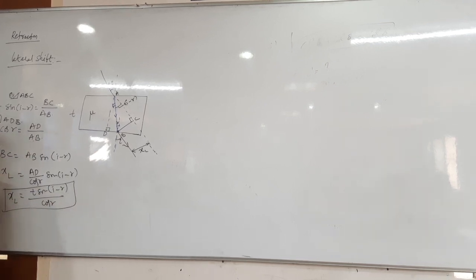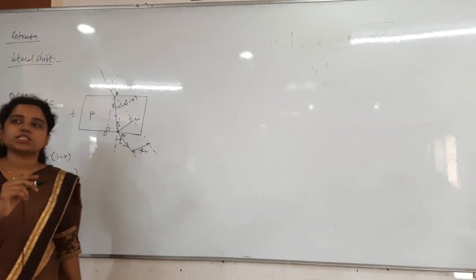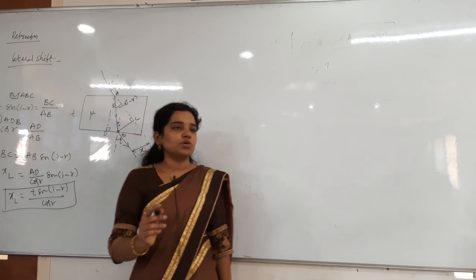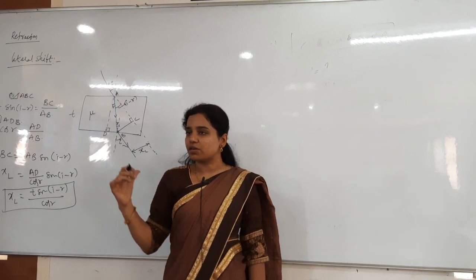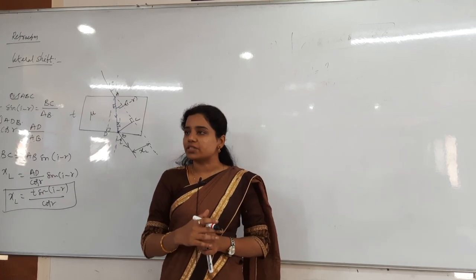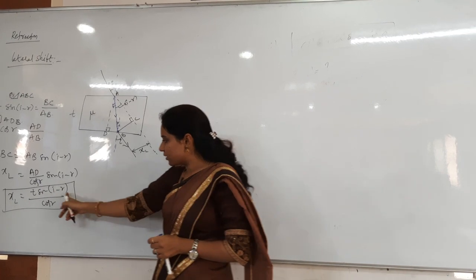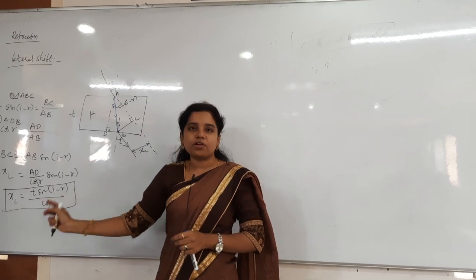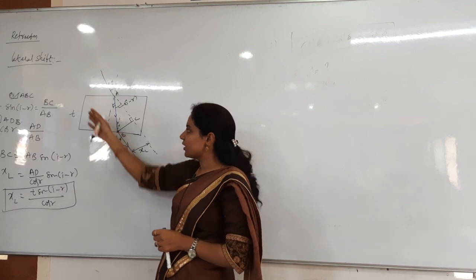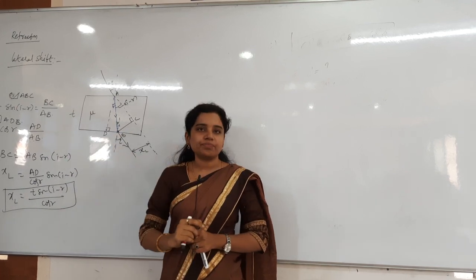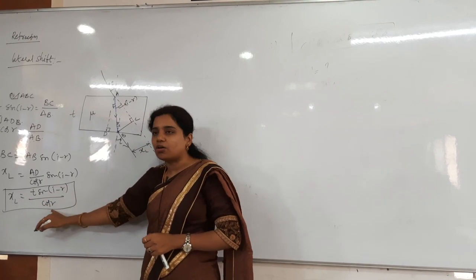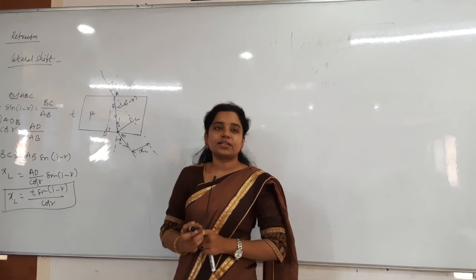The normal shift, what is the formula? X is equal to, for the first case what we got, actual depth into (1 − 1/μ). Only in terms of refractive index we got that formula. Now they have given the angle of incidence and angle of refraction. They have not given any μ here. They have not said that there is a glass slab or any other slab, so they are just giving the thickness of that denser medium. At that time, T into sin(i − r) by cos r is the formula for the lateral shift.